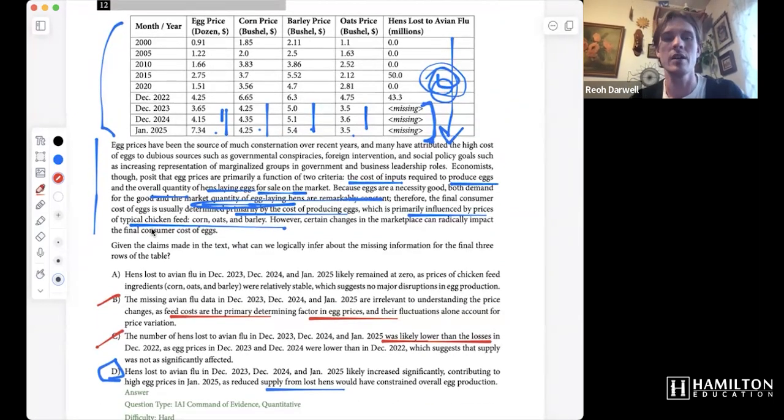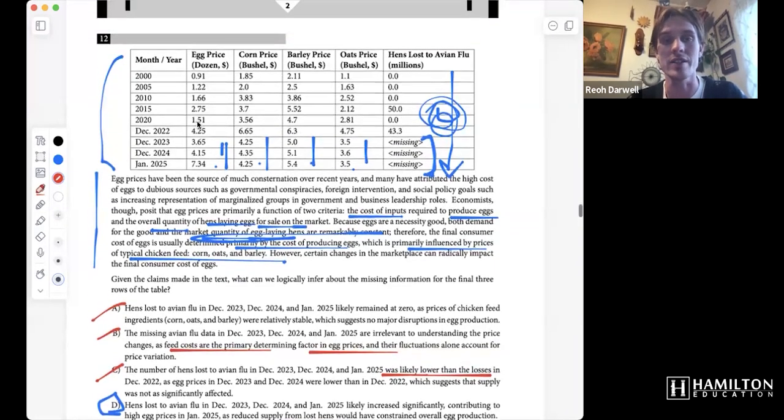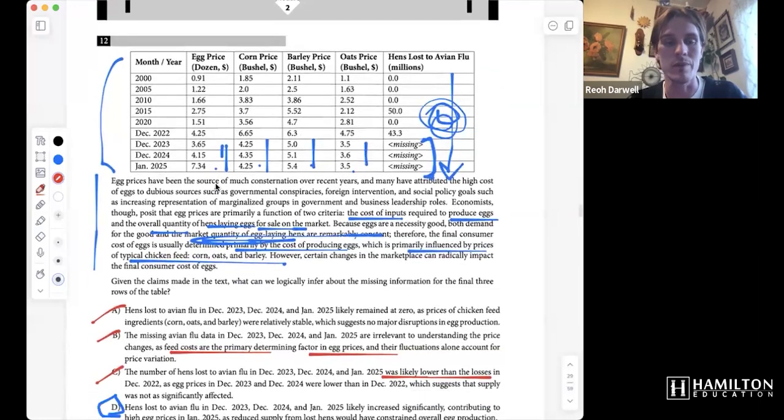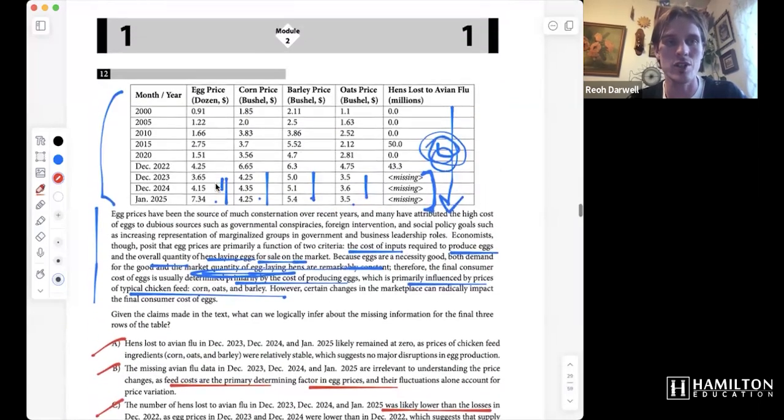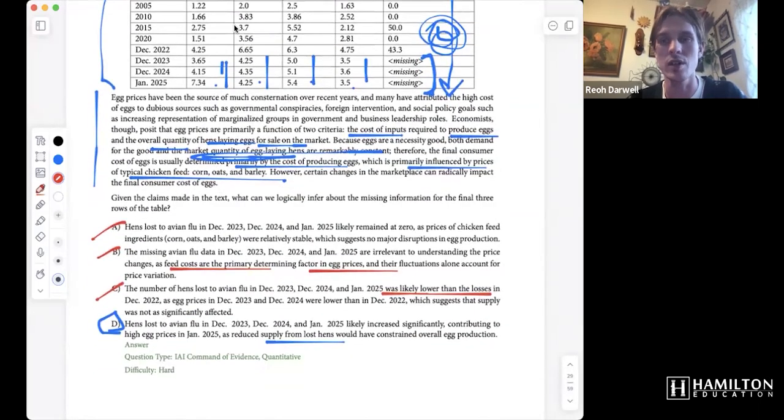And then finally, A is incorrect as well, because again, even if chicken feed is the same, if the prices of chicken eggs are going up, that means some factor is changing in the calculation that determines the price of eggs. All right, so that is how we arrive at D for this question 12. It's a really solid question. You just got to work through it methodically to get to your answer.